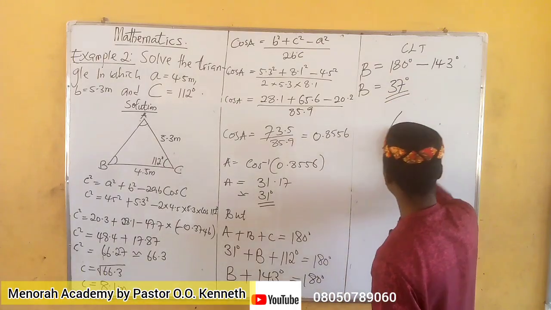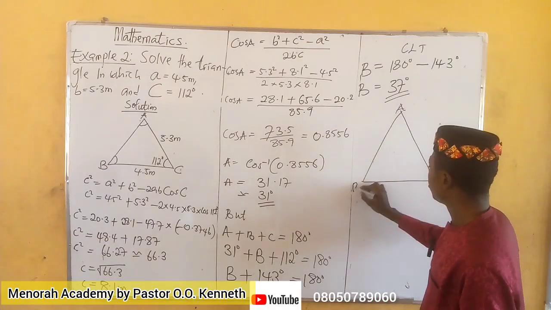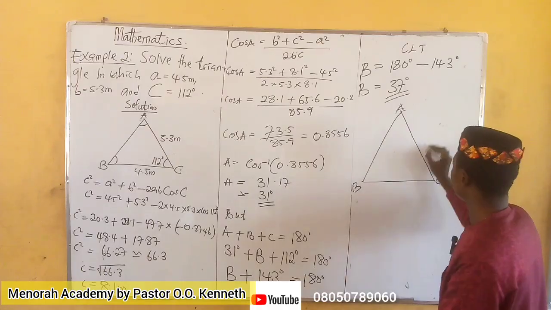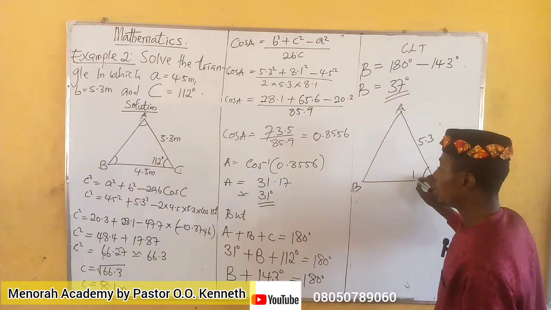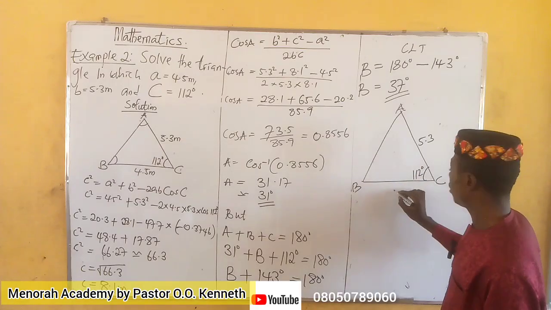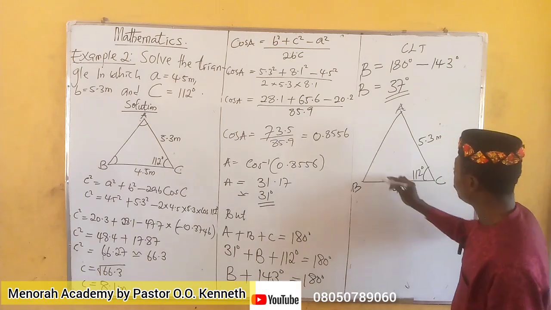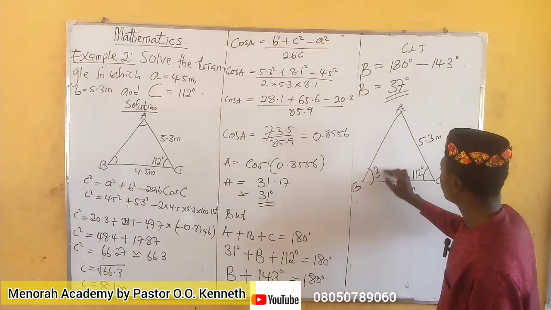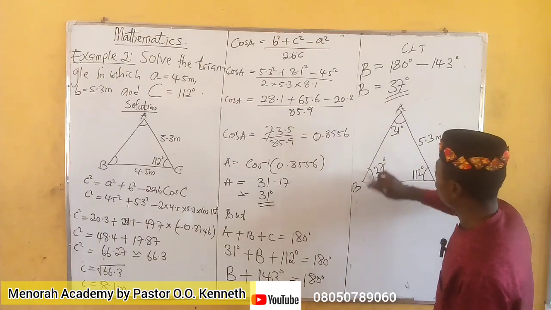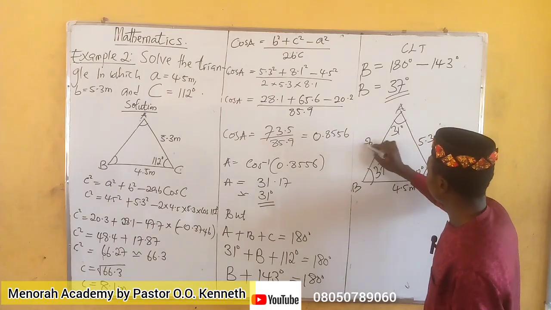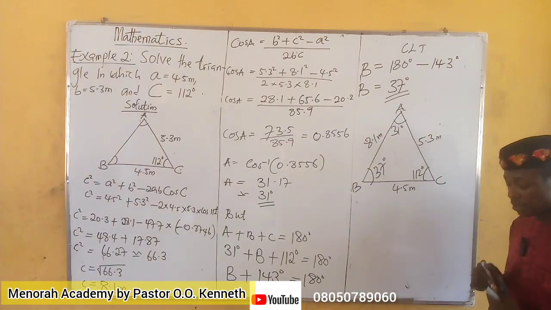So the complete triangle that we have solved is going to be triangle ABC. Initially we have 5.3 here, and then we have 112 degrees, and here we have 4.5. All of them are in meters here. So now we are plotting our B. Our B is 37 degrees, our A is 31 degrees, and then the side C is now 8.1 meters. So you see, the triangle is now complete, and this is how to solve it.